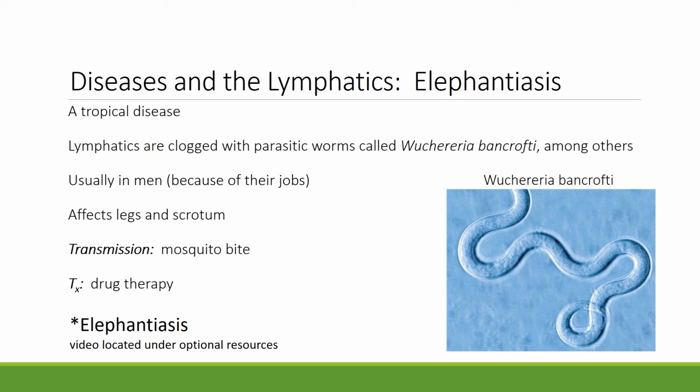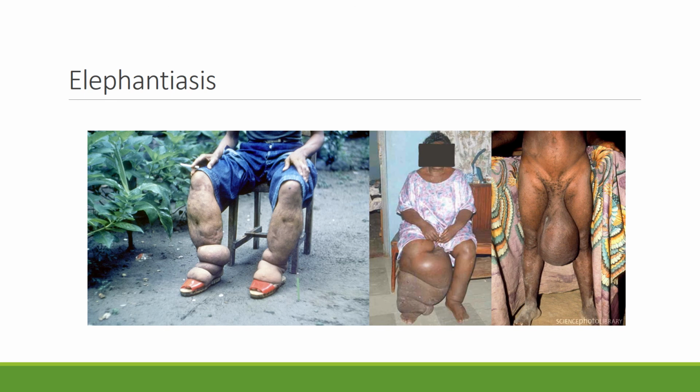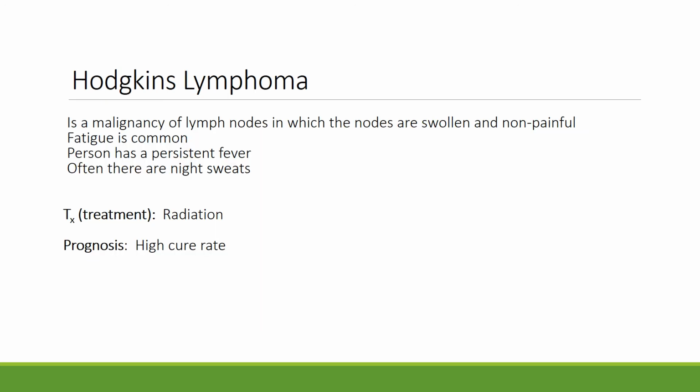Take a look at some of the following pictures of individuals with elephantiasis. Wuchereria bancrofti, or W. bancrofti, is the parasitic worm that causes elephantiasis. You can see the swollen leg and foot of someone with elephantiasis. Again, these slides show people infected with elephantiasis. Remember that most often, this affects the legs.